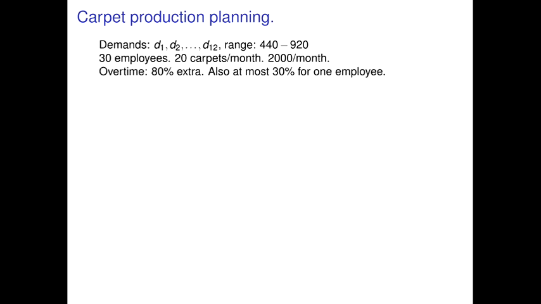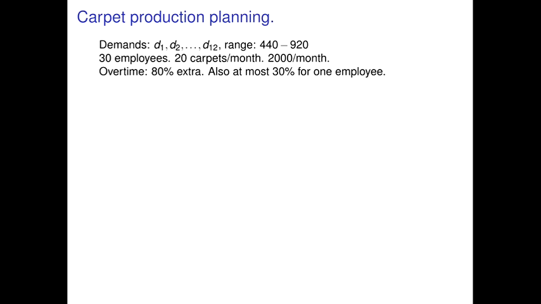Now there's overtime. You could have overtime, and it's 80% extra. So what do you pay for a carpet that's made during overtime? Well, you pay $100 if it's made during regular time. Now they get an 80% bump for overtime, so it costs you $180 to make a carpet during overtime. So it costs you more.